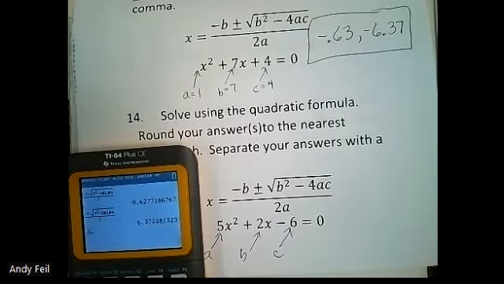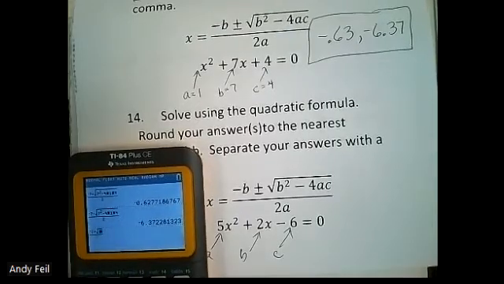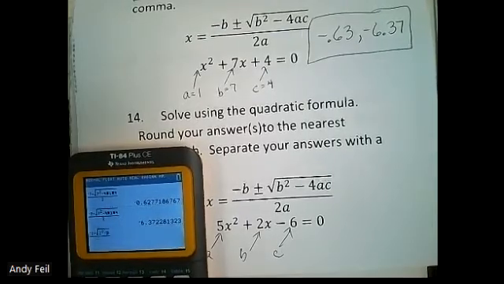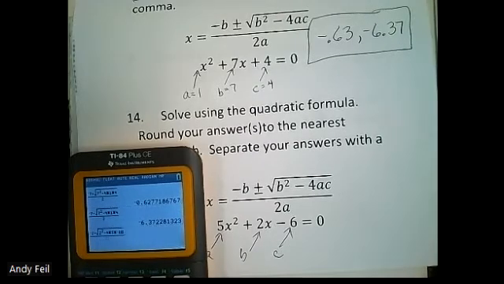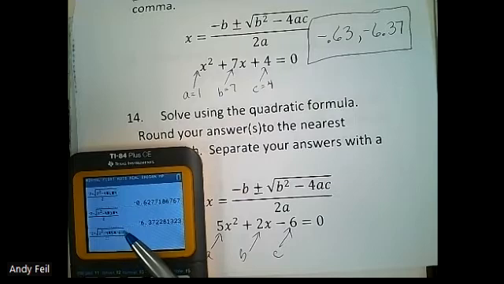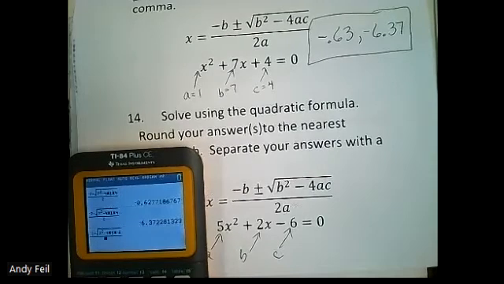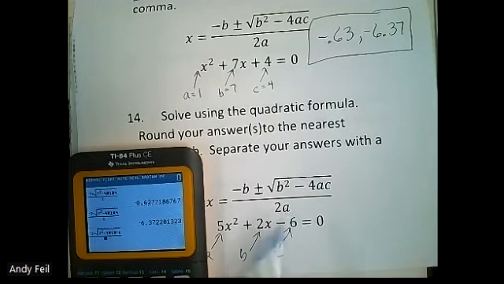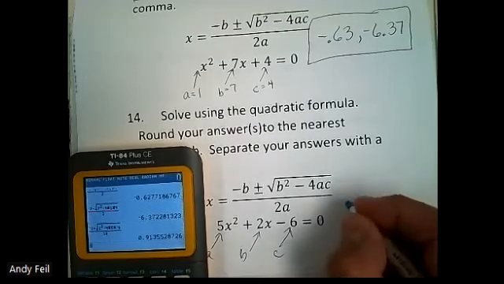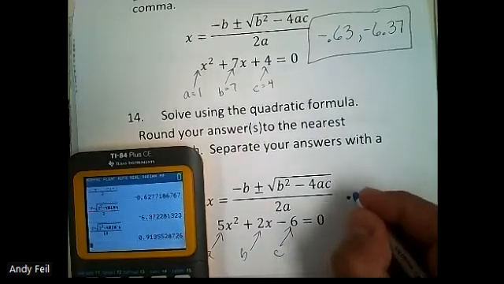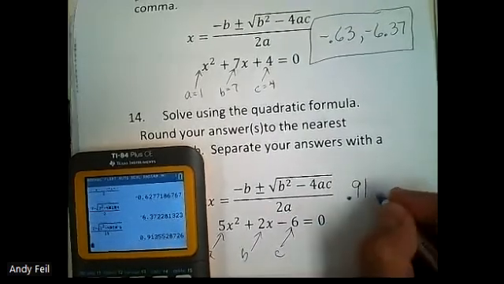So -2 plus the square root of 2 squared minus 4 times A times C. Notice I put that in as a -6 and not a -6. Divided by how much? 2? Why 10? Good. 2 times 5 is 10. There you go. So my first answer is 0.91.